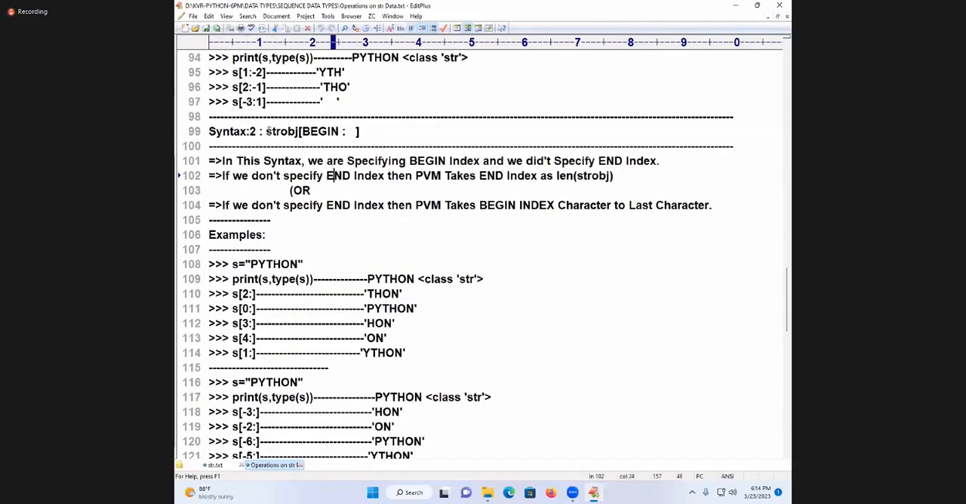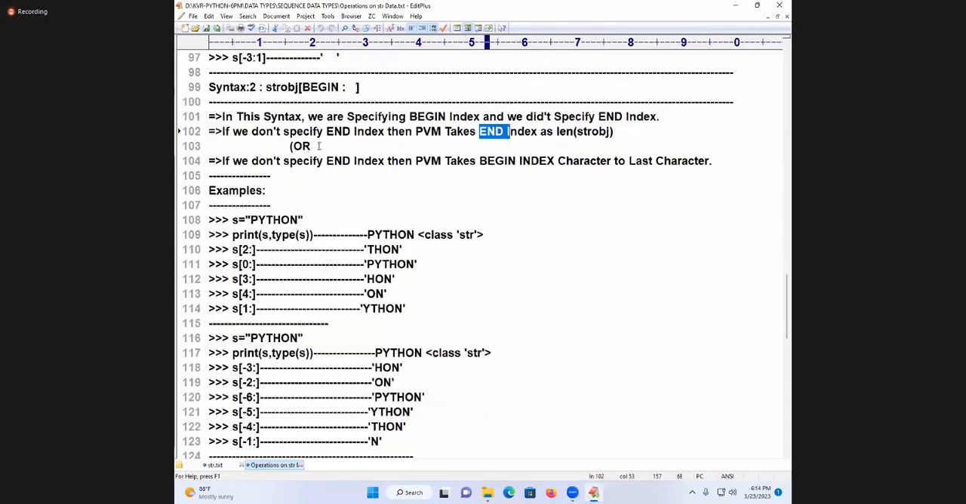Second syntax, number 2: begin colon what? End. End is not there. That's the speciality of it. Important: in this syntax, we are specifying the begin index and we did not specify the end index. What happens when we don't specify the end index? If we don't specify the end index, then PVM takes the end index as len of str obj. Do you remember len of str obj? It gives the number of letters in it. As that will be applied internally, minus 1 will be applied. That formula you know already.